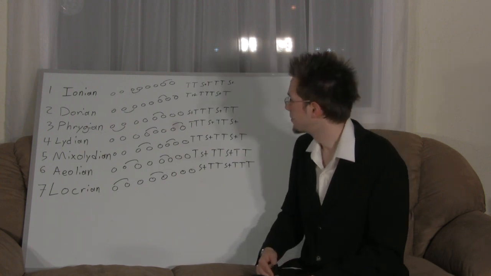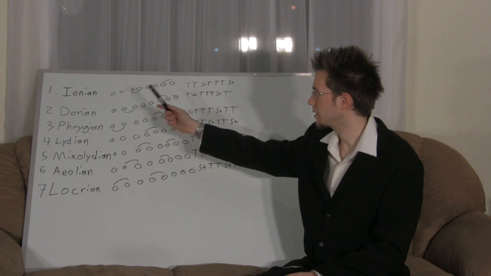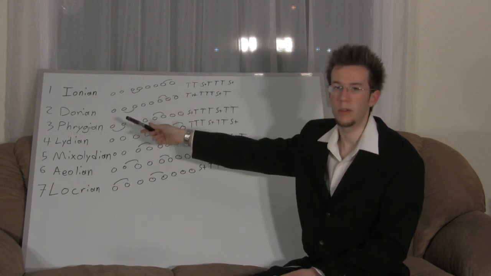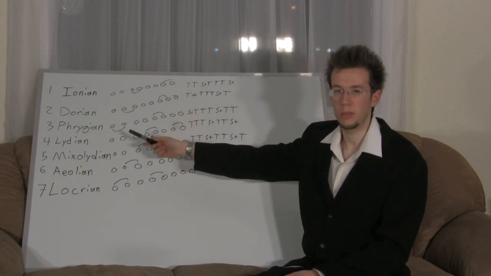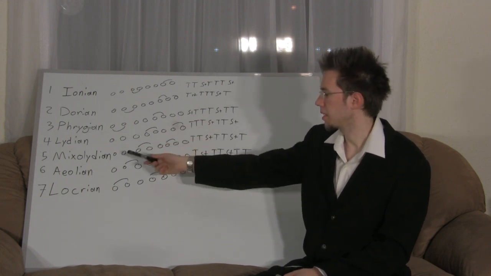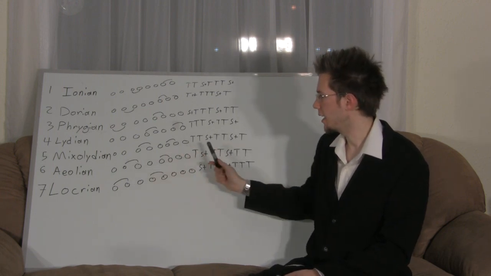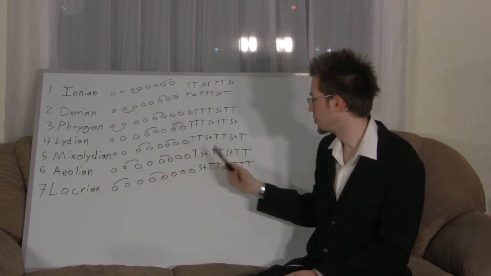So basically it goes in that same order. You start at C, C to C is Ionian mode. Dorian mode is D to D. Phrygian mode is E to E. Lydian mode is F to F. Mixolydian mode is G to G. Aeolian mode is A to A. And Locrian mode is B to B.